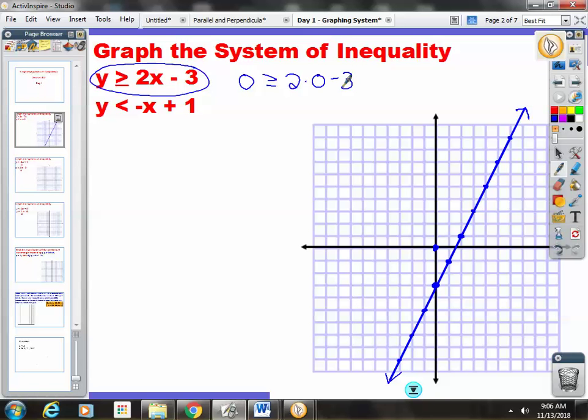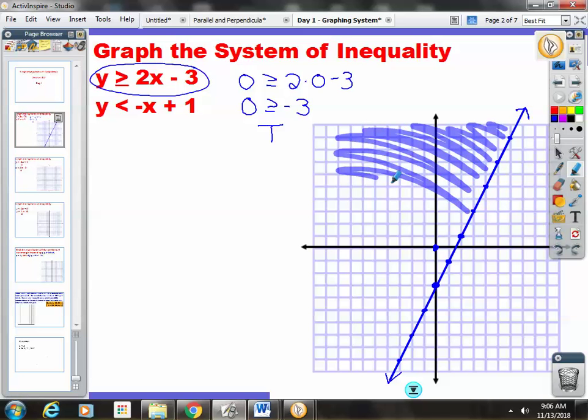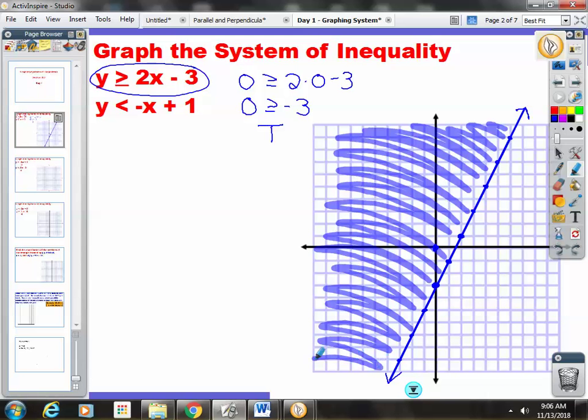Two times 0 is 0, and 0 minus 3 is -3. Is 0 greater than or equal to -3? Yes, that's true. So we want to shade on this top side, the side with 0, 0. Please just lightly shade on the side with 0, 0. Lightly shading with your pencil on the side with 0, 0.